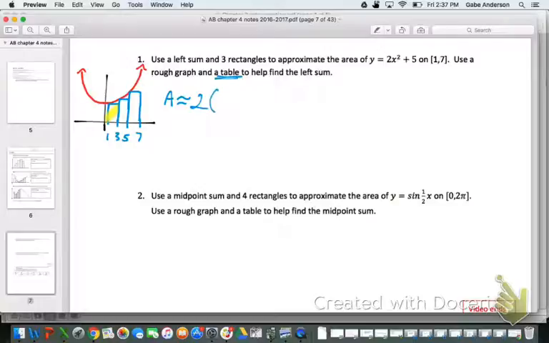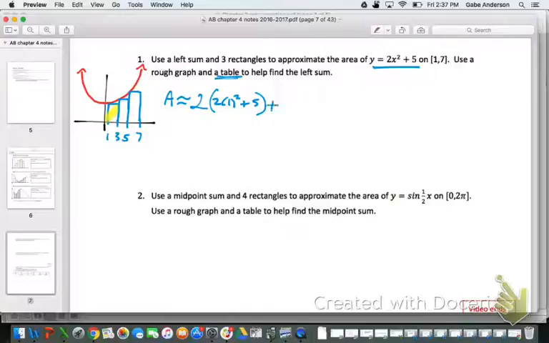And then the height is going to be the height of the function, the height of the red graph, when x is 1, because we're using a left sum. So we can use our function back here to help us understand what that should be. We could write 2 times 1 squared plus 5. That would give us the actual height of the rectangle when x is 1. I'm just going to plug the 1 in. That'll give me my y value, which is the same thing as my height.